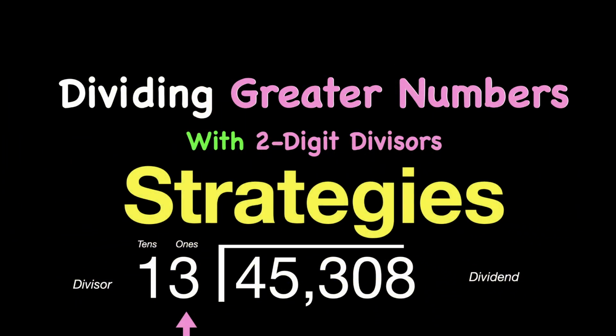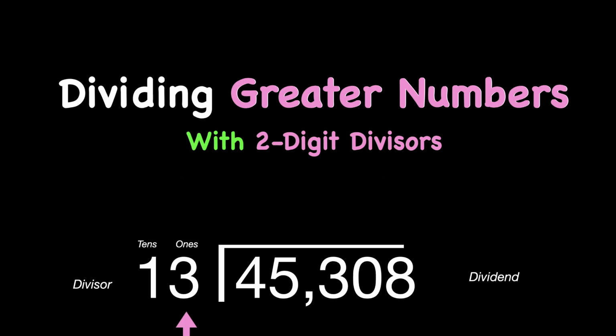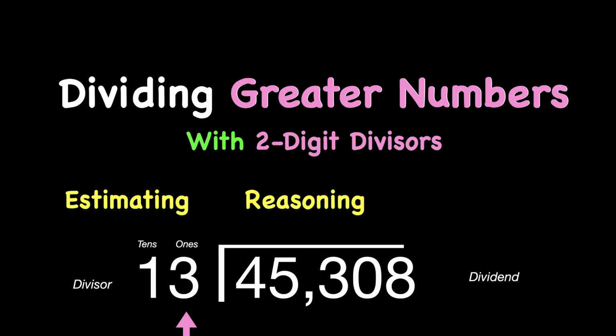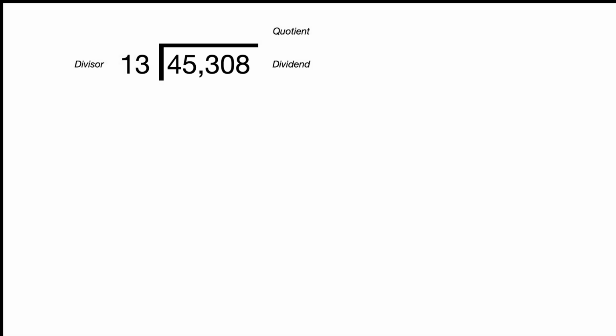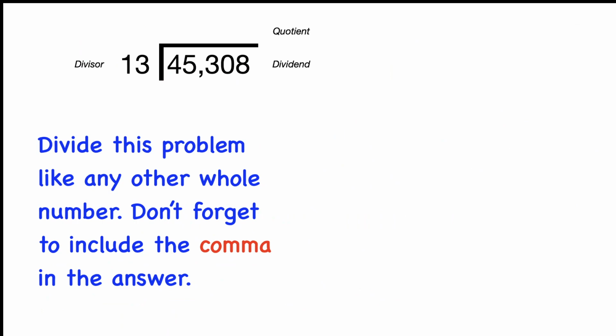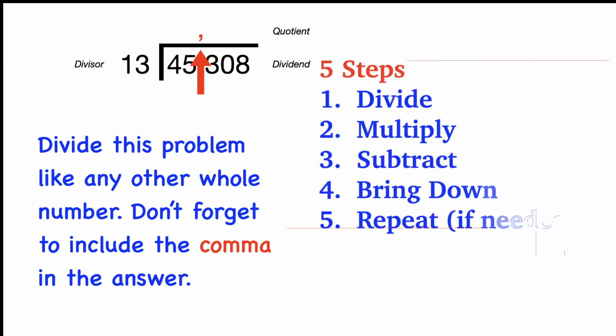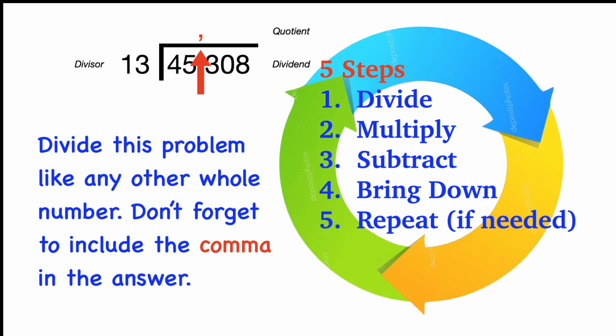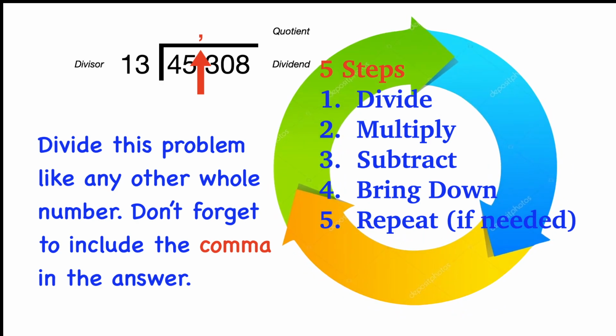This lesson is really about strategies for solving long division. It's not so much about steps. Strategies are like estimating, reasoning, and multiplying. We're going to divide this type of problem like any other whole number, but don't forget to include your comma in your answer because it is important that you keep that lined up, and we'll talk more about that in just a second. Like always, our steps are to divide, multiply, subtract, bring down, and repeat. And because it's a lot of numbers, we'll be repeating those steps over and over again for each number that we bring down.